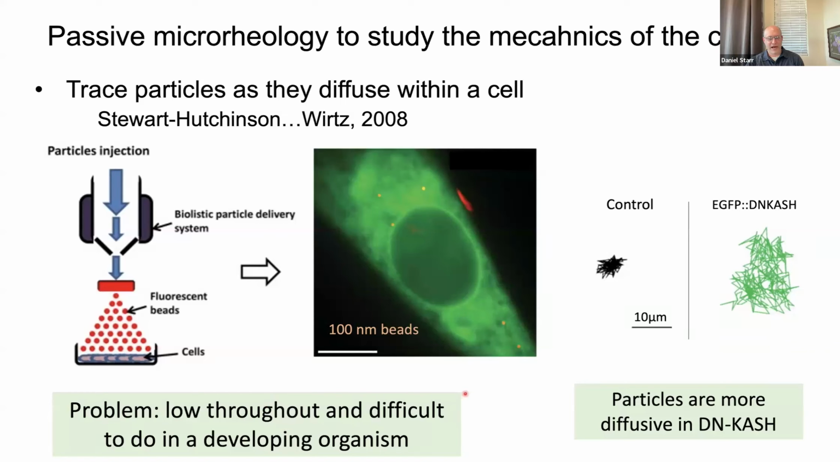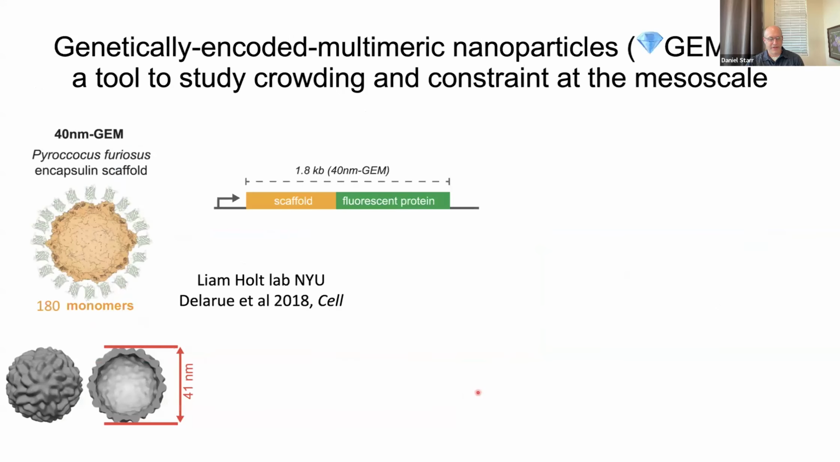So how do we do rheology in a live tissue? The breakthrough that allowed us to do this work was a few years ago, when Liam Holt at NYU, who we're now collaborating with to use these tools, developed what he called genetically encoded macromolecular nanoparticles, which we affectionately call GEMs, as a tool to study crowding and constraint at the mesoscale.